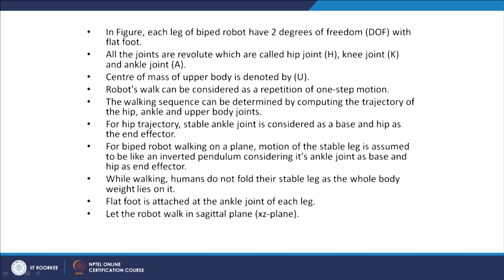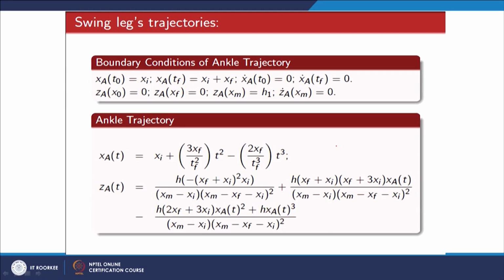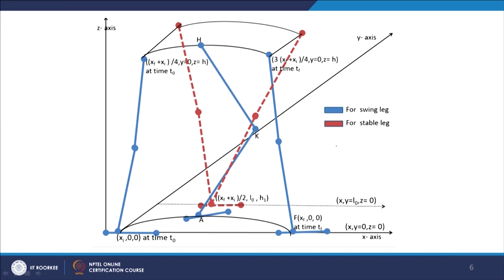So, in the previous lecture we have seen how to derive the trajectories of the ankle and hip of each leg, the swing leg and the stable leg, and how to solve the inverse kinematics for those trajectories. Here the swing leg is given in the blue color and the stable leg is in the red color. For the stable leg, the stable foot is the center and L1 plus L2, the total length of the leg, is the radius, and the hip is moving in a circular path.